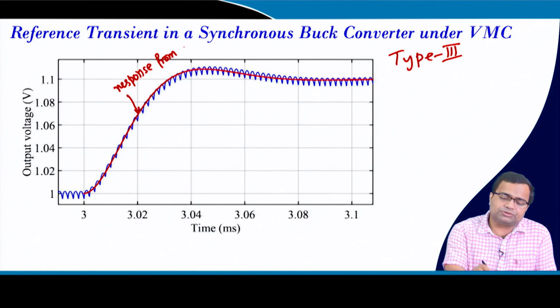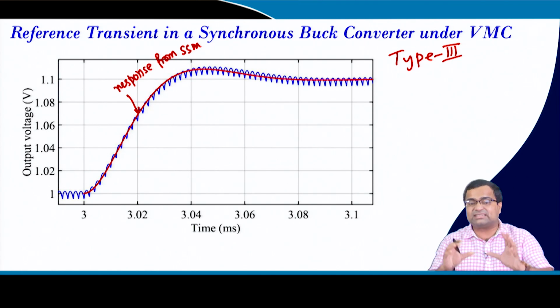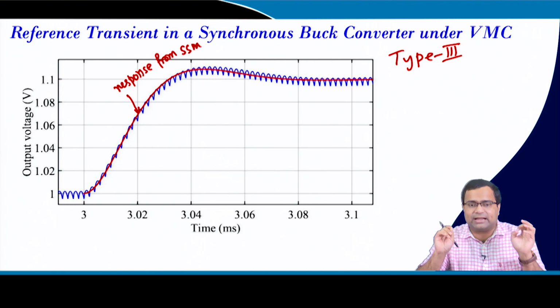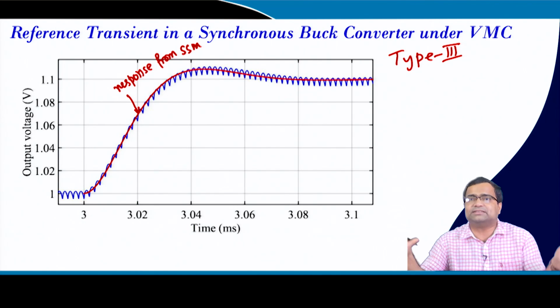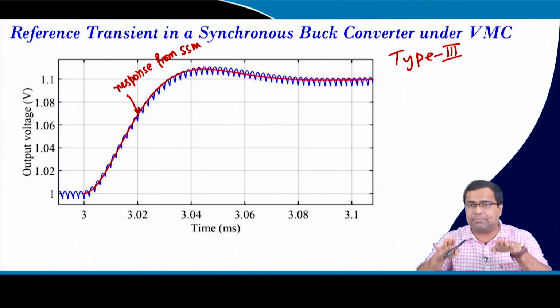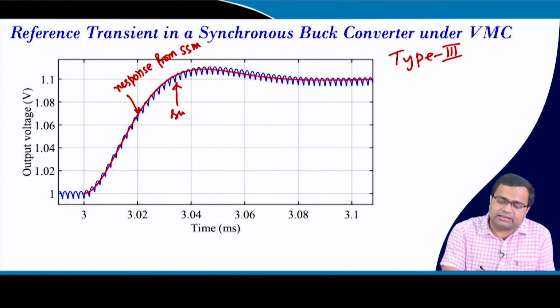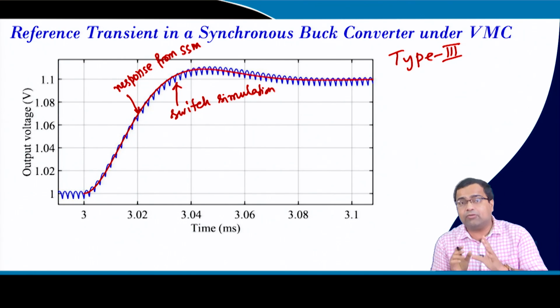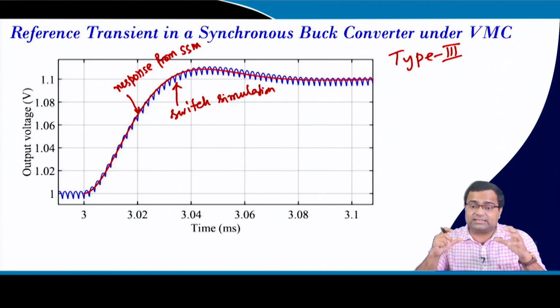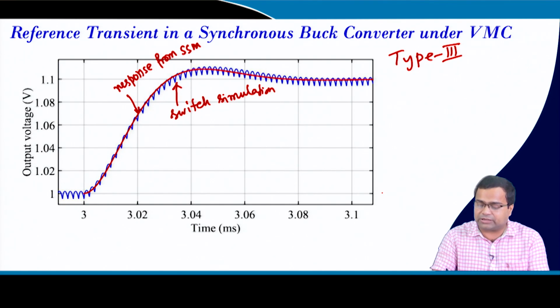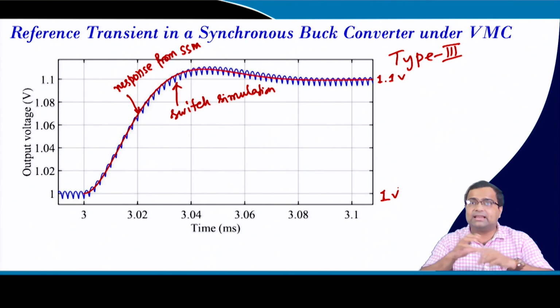from the small signal model. Though we have not discovered the small signal model, assume that you can derive a linear transfer function out of a DC-DC converter by suitably applying the averaging technique as well as perturbation theory. And the blue one is actually from our switch simulation. The red one is obtained because it is under closed loop control and we want to change the output voltage from 1 volt to 1.1 volt.